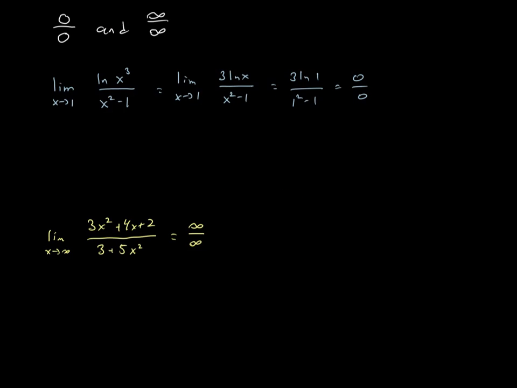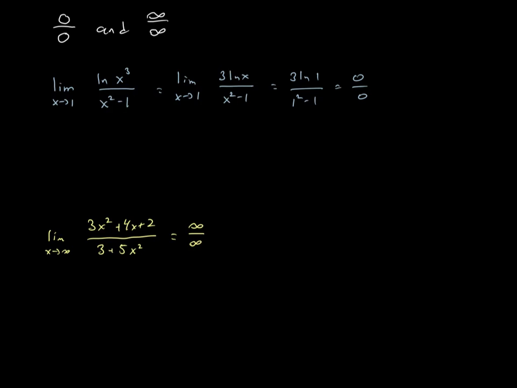These examples will put us into the form of 0 over 0 and infinity over infinity. I think everybody is familiar with those, so I just want to review that. In this case, on this first one, we're taking a look at the limit as x approaches 1 of the natural log of x cubed over x squared minus 1.